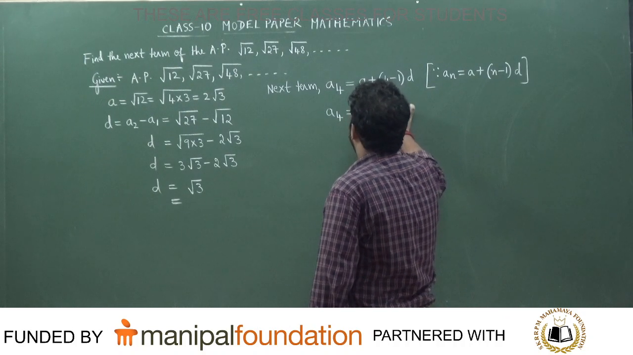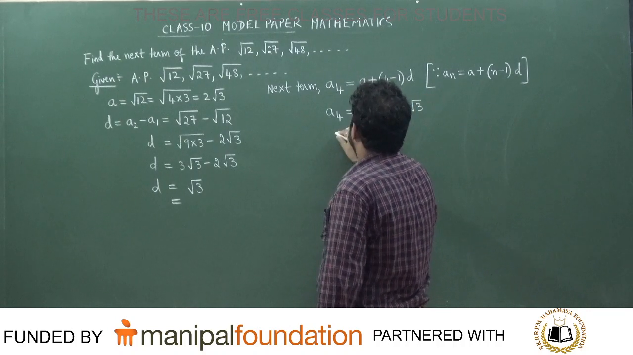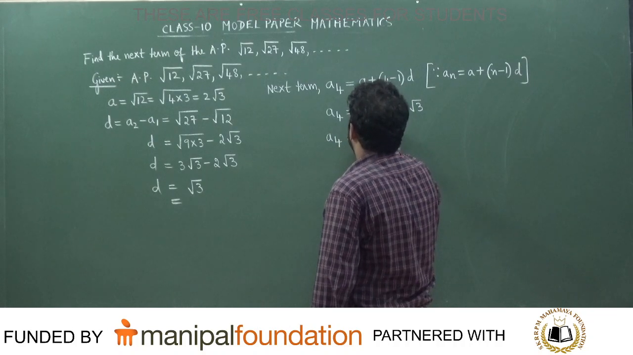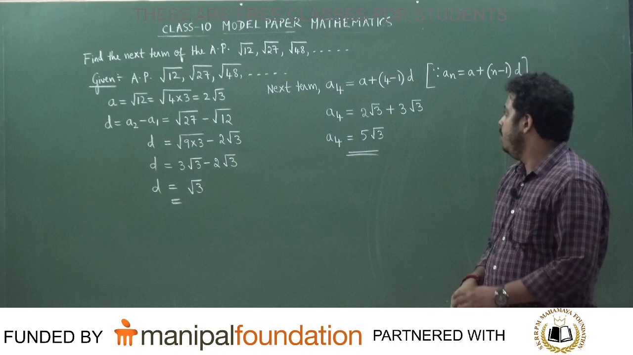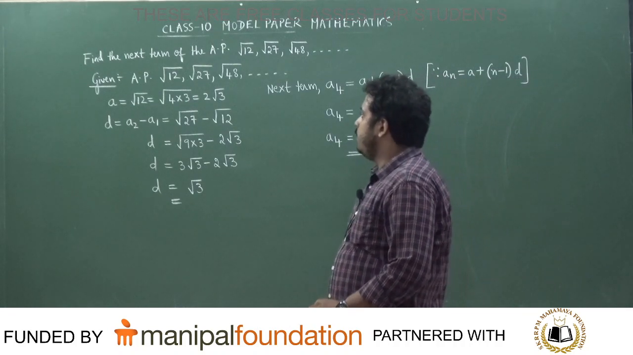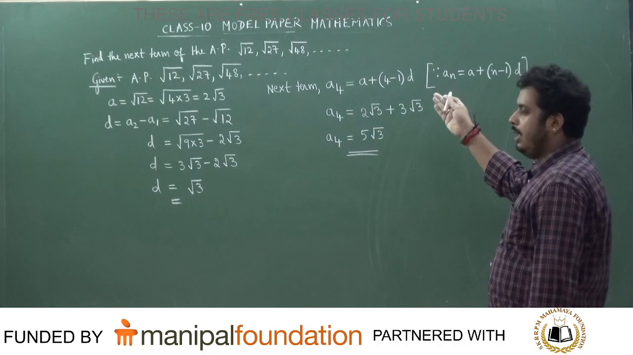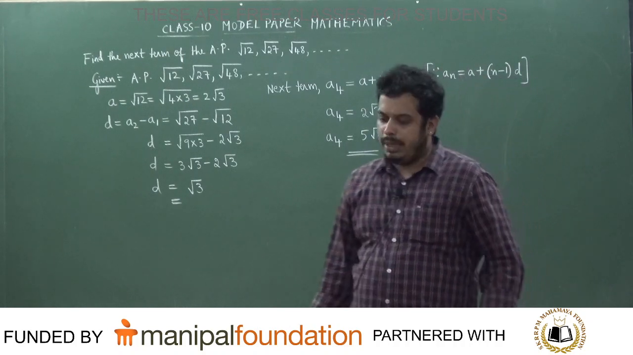2 root 3 plus 3 into, what is the value of D? D is equal to root 3. So tell me, what is the answer for A4? 2 plus 3 will be how much? 5 root 3 will be the answer to the question. That is the next term of the given AP. The question asks to calculate the next term of the given AP. A1, A2, A3 you can clearly see. The next term will be A4, which is nothing but A plus 4 minus 1 into D.